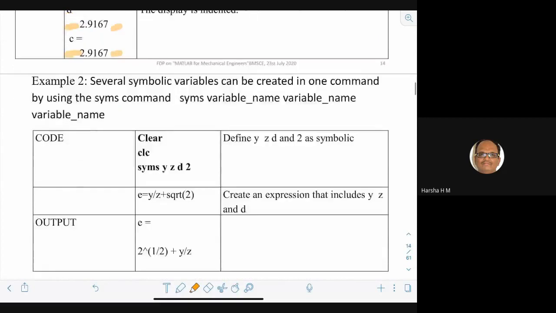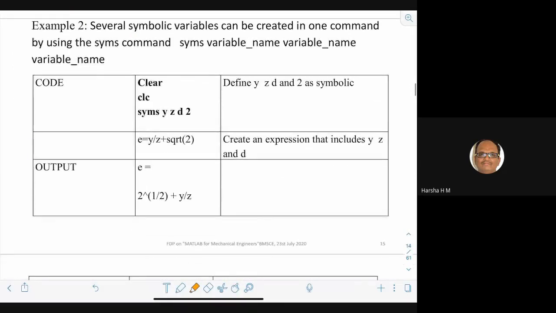Next, several symbolic variables can be created in one command by using the syms command, like putting syms command here like this. You can say syms y z d 2. Now remember, I told you the symbolic variables can be even a number also. So by putting it like this, you are defining y, z, d, and 2 as symbolic variables. And therefore, when you write an expression, E is equal to y by z plus square root of 2. See, square root of 2 will come first, and of course, y by z will come later. And this is the output, and there is no indentation here. So this E automatically becomes a symbolic variable.